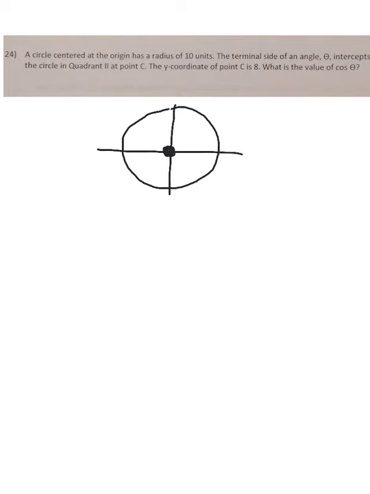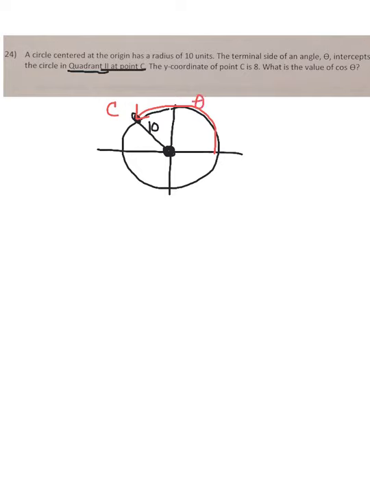The terminal side of an angle theta intercepts the circle in quadrant 2 at point C. So this is what I'm going to do. Here's a radius, right? And I know that that radius is a length of 10. And then they said that we have a terminal side of an angle theta intercepts the circle in quadrant 2 at point C. So I'm going around until I get to point C. And this is my angle theta.